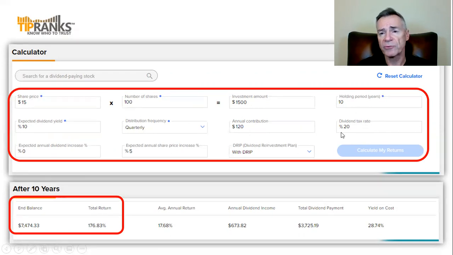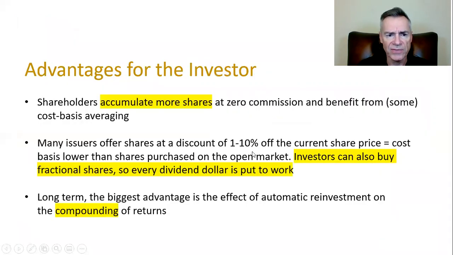And I have a dividend tax rate of 20%, which is an assumed number because I have absolutely no idea what your effective tax rate is. And I'm expecting the annual share price to increase by approximately 5% per year. So you see how you can play with this calculator here, and then you can do some modeling and see how that pans out for you. Now, if all these things that I keyed in here were to hold true, then after 10 years, my invested amount of $1,500 would be worth approximately $7,474 for a total return of 176%. But of course, I would have to pay taxes on that.